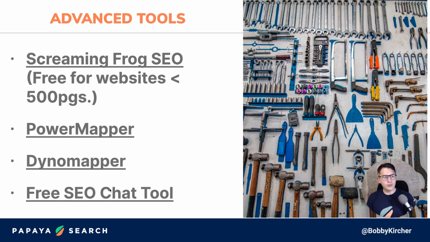Power Mapper is a premium tool. Dino Mapper is even for larger sites. These are both online tools that you can use. And then there's a free tool from Ninja. I forget who it is. I'm visualizing it. But anyways, it is free. And if your site is under 100 pages, you can get a visualization for free using that tool.